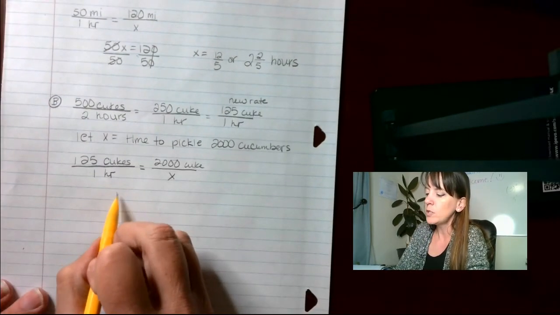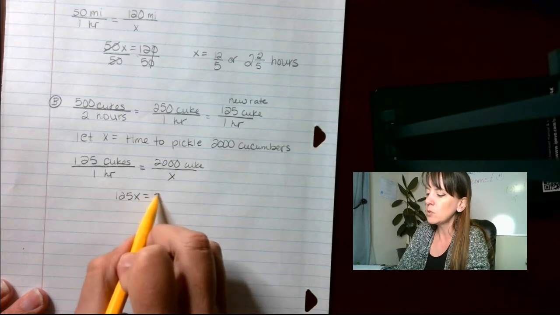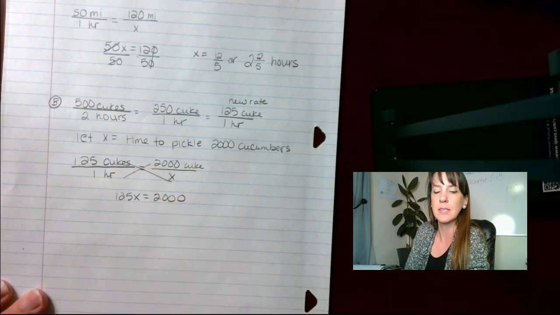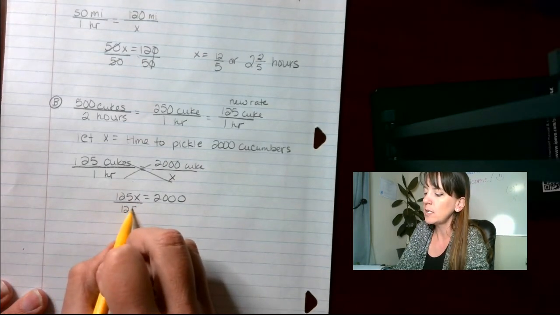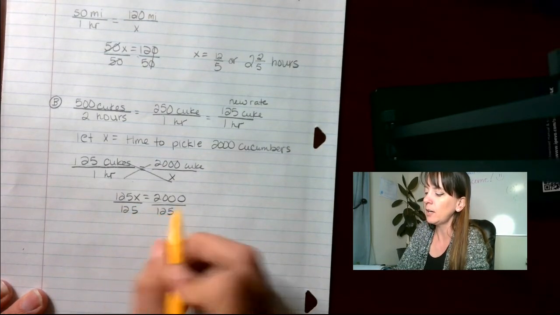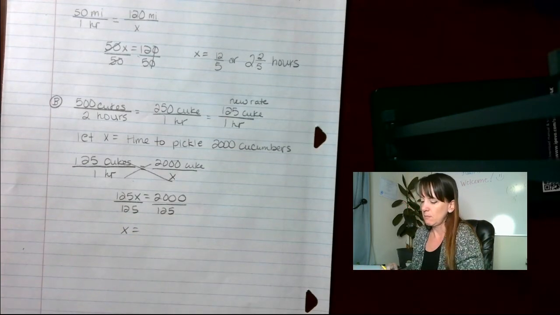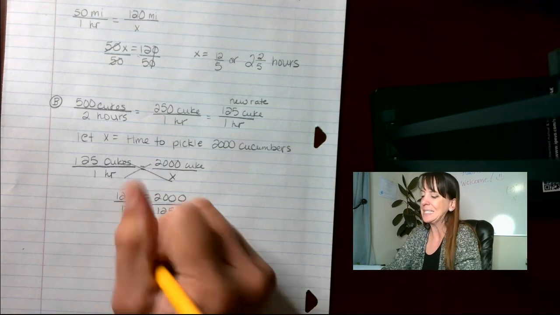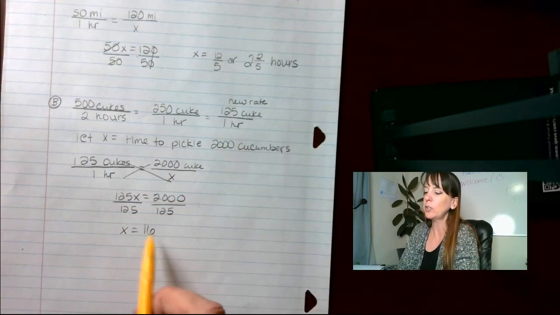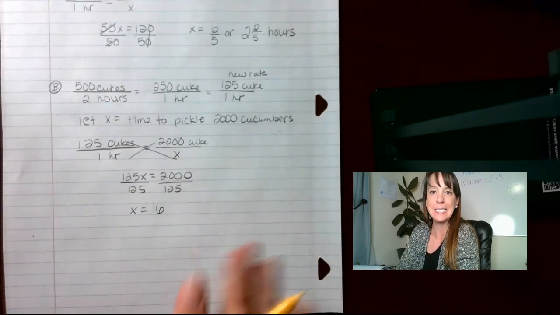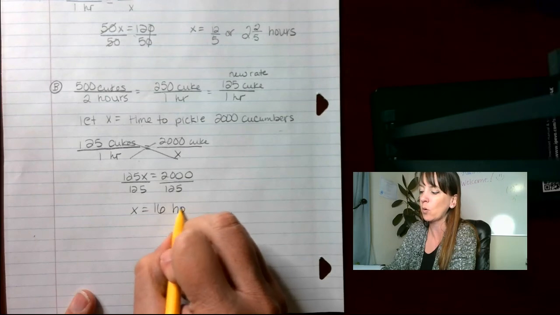We've got 125x equals 2,000. Again, I'm doing this times this equals this times this. Divide by 125, divide by 125. X equals 2,000 divided by 125 gives me 16. Again, we go back and we look and we're like, okay, X equals the time to pickle 2,000. So it takes our 16 and our time is in hours.